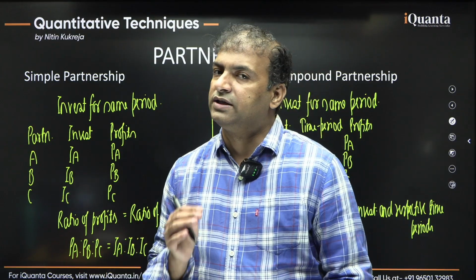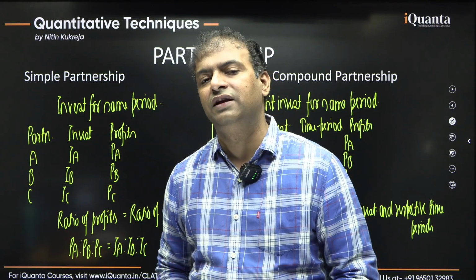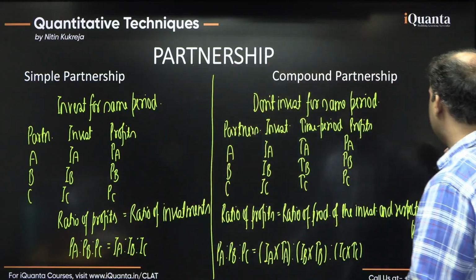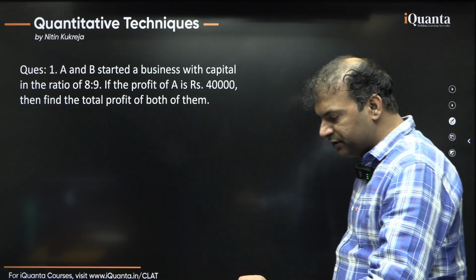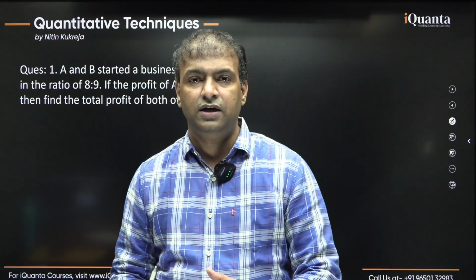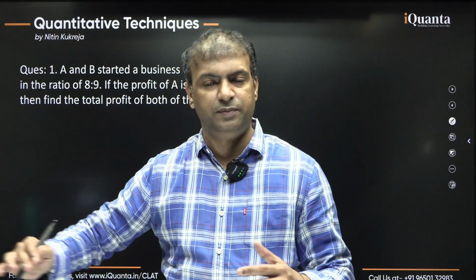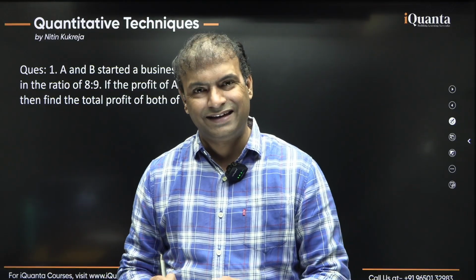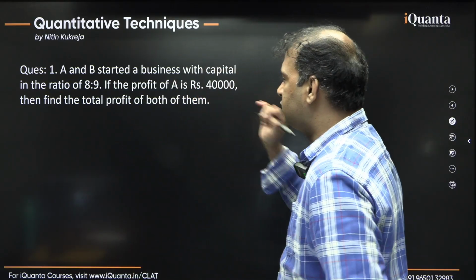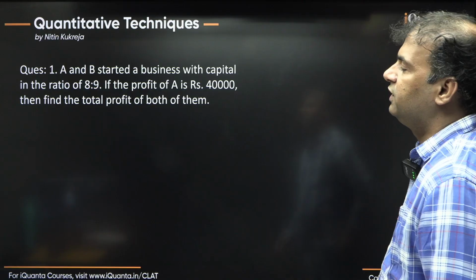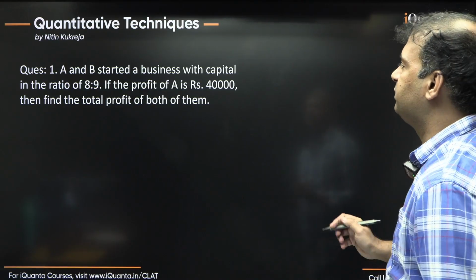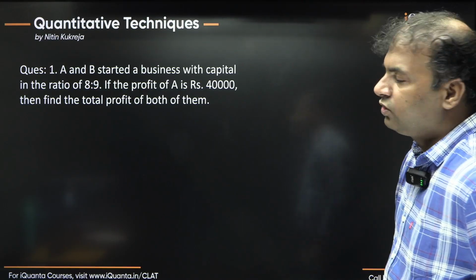Now we'll be doing some more interesting and difficult applications of this concept, one by one, level by level, right? So this is question number 1. Let me tell you one thing, guys. If in any question they are not mentioning the time periods of the people, then we always assume that their time period is the same, and hence that kind of partnership will be the simple partnership. All right, just like in this question number 1, it says that A and B started a business with a capital in the ratio of 8:9. If the profit of A is rupees 40,000, then find out the total profit of both of them.